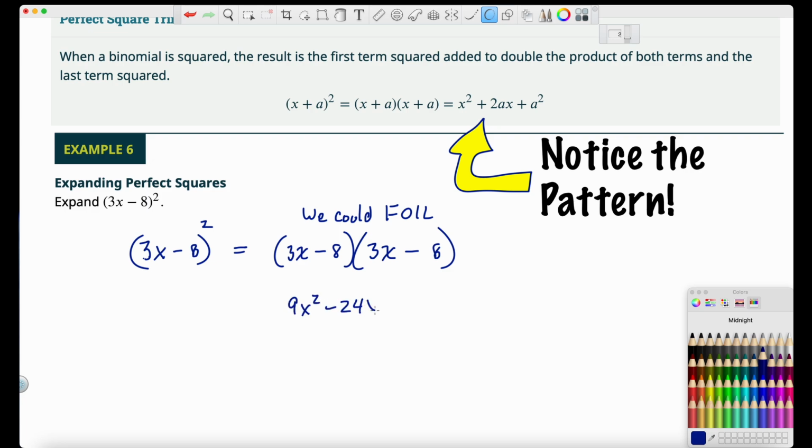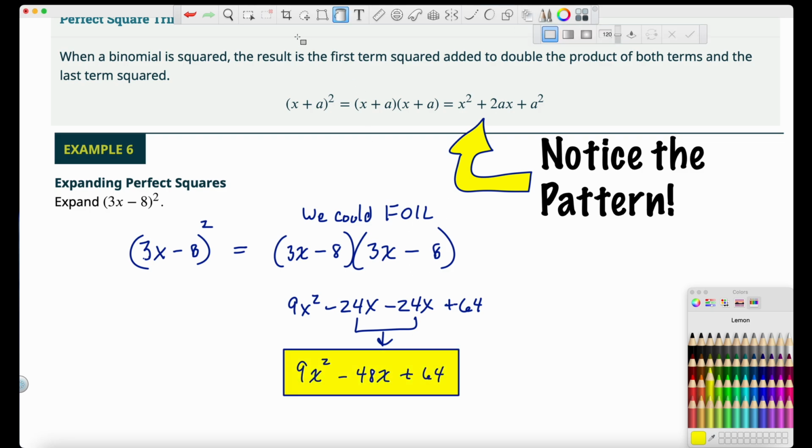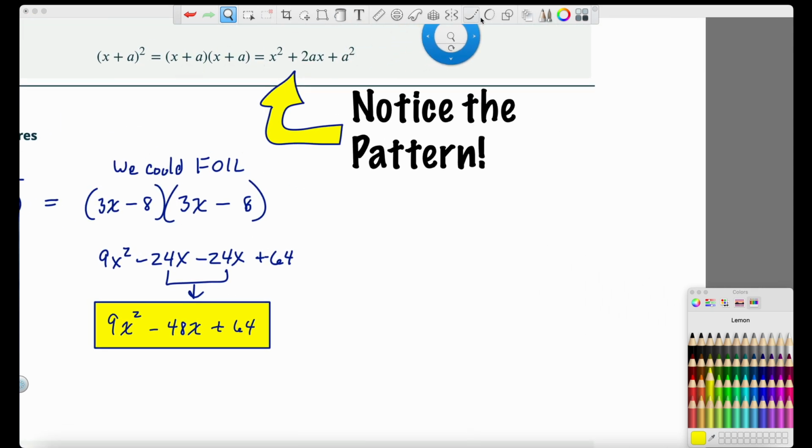So just do first, outer, inner, last. 3x times 3x is 9x squared. 3x times negative 8 is negative 24x. And then when we do the second part, notice we get the same middle term. We have two of those. So that's why we see the 2a in the formula, because there's two of the exact same terms. So here it is boxed in.